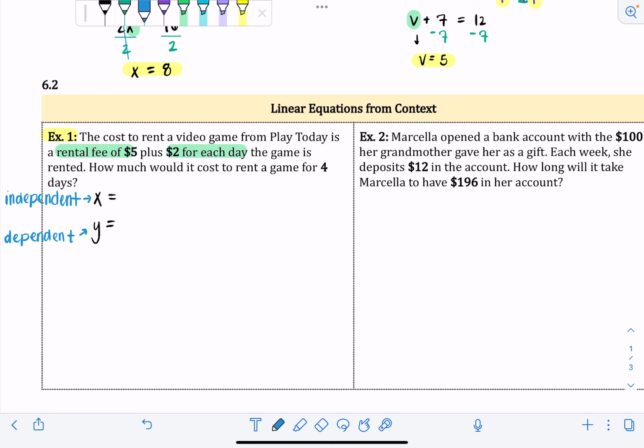So usually dependent is our final answer that we're looking for. So in this case, it's probably the total cost, how much it's going to cost in general to rent the game. And then you have to ask yourself, okay, what does the total cost depend on? That's going to be our independent variable. So I'm actually going to start with dependent. So Y is going to be the total rental fee or total rental cost.